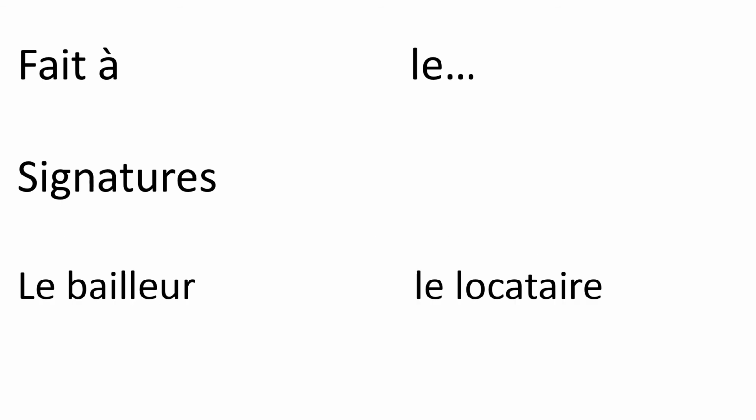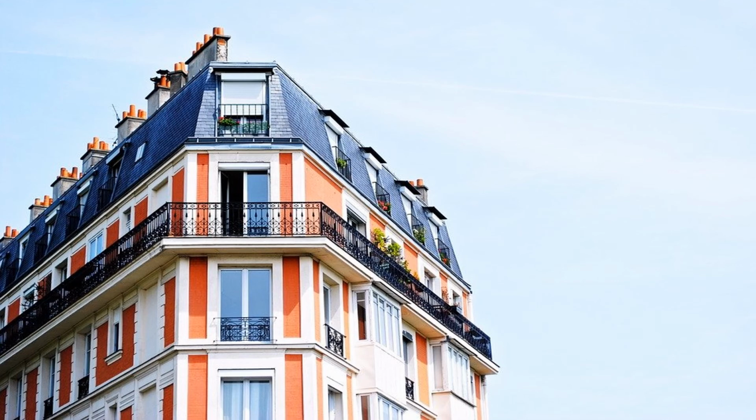So we reach the very last part, which is the signature. So fait A means that you are going to put the name of the town where you're going to be signing from, and le will be the date. Le bailleur, who is the owner, is going to sign under the word le bailleur, and you're going to sign under the word le locataire. As simple as that. Congratulations! You signed your contract because you were able to understand it.